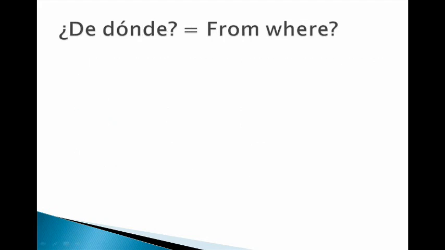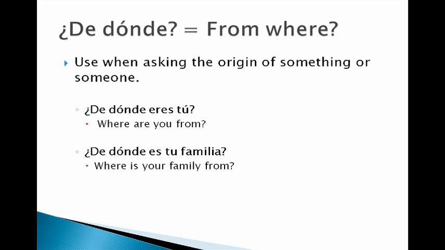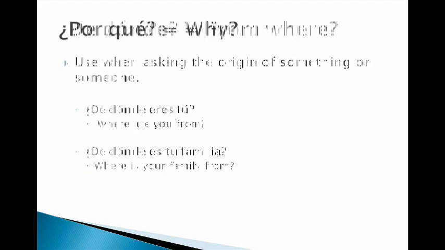¿De dónde? is from where, and you're going to use this when asking for an origin of something or someone. For example, ¿de dónde eres tú? Where are you from? Where were you born? Where do you originate from? ¿De dónde es tu familia? Where is your family from? And you can remember this interrogative because de literally means from and donde means where. So that's where we get from where.